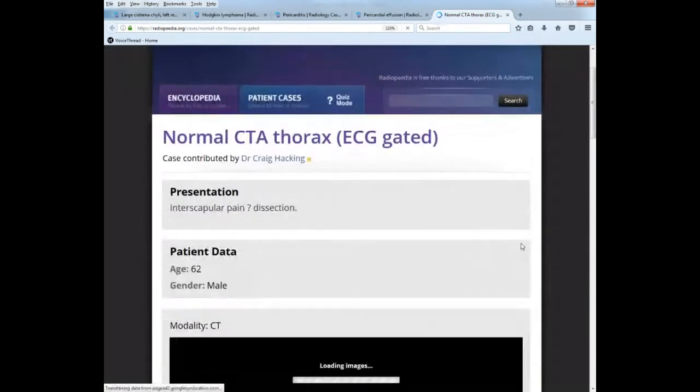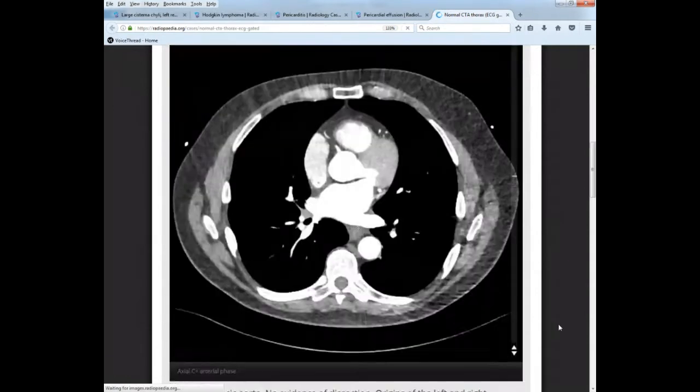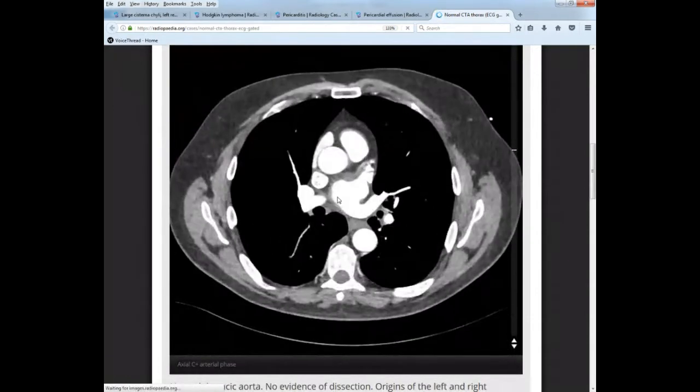Oh, Lord. You just lost it. Hold on a second. Loading images. Okay, so let me get back to that slice.